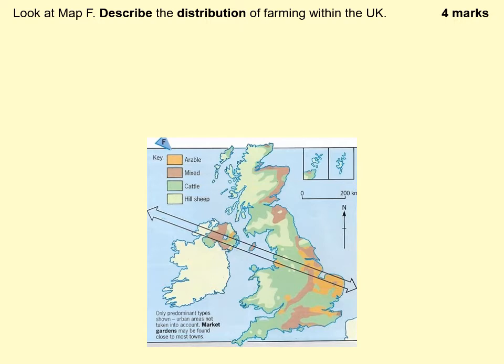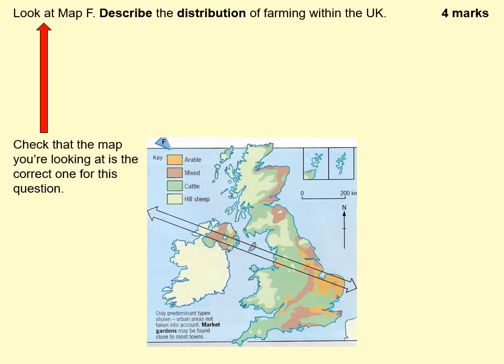Okay, so the first part of this question says look at map F. That means you need to look at the information on your page, because if you're in your exam, you might have two diagrams or two maps on a page, and you need to make sure that you are looking at the correct one. So the map we have on the screen says F at the top left, so we know we're looking at the correct map.